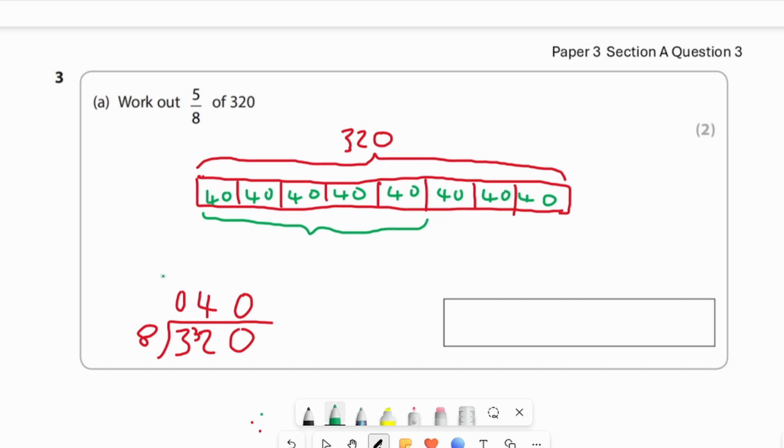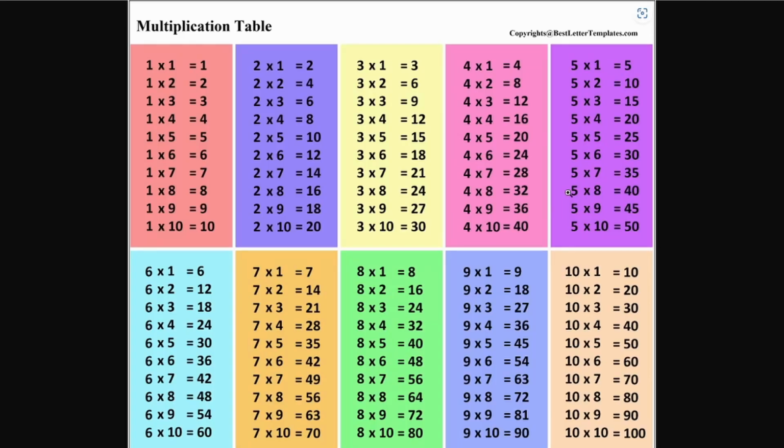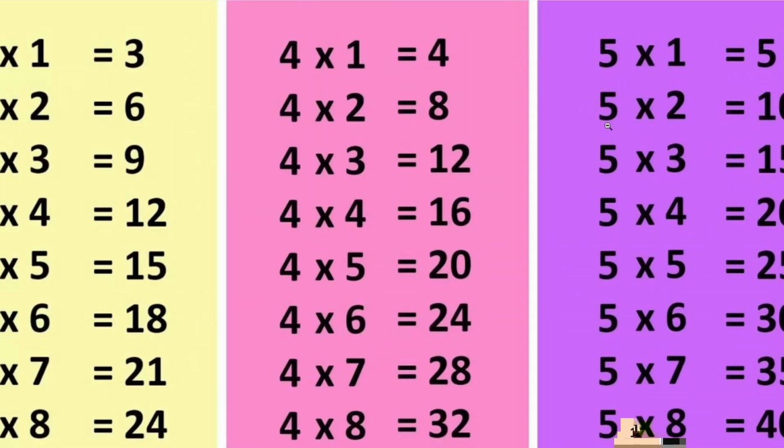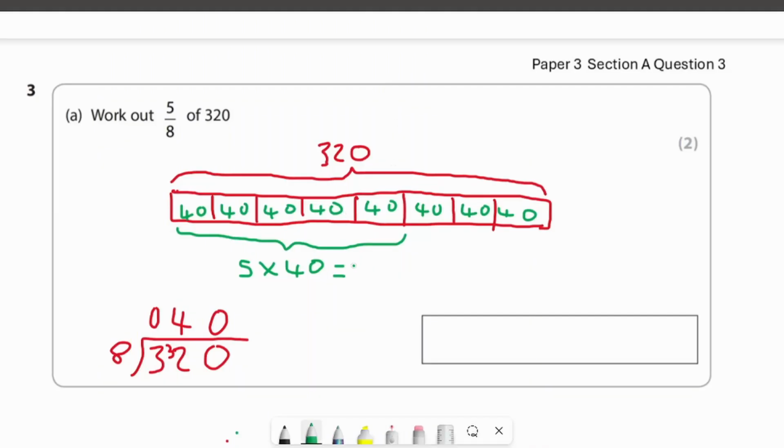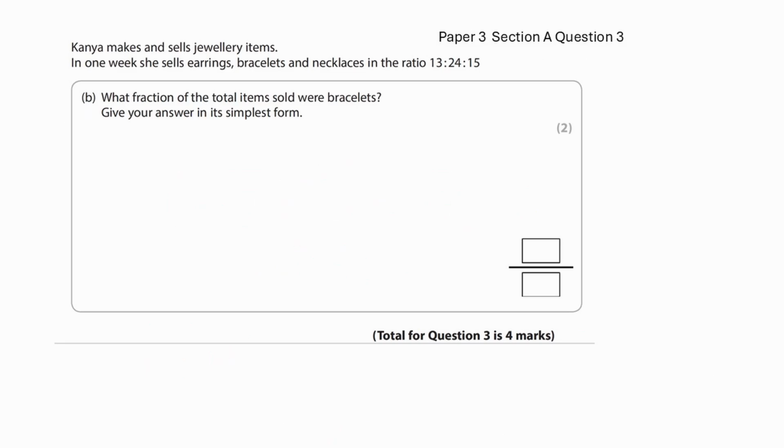So 5 times 40, the way to work that out is to first think, well, what's 5 times 4? And if you know that, it's 20. And then we put a 0 on the end here because it's not 5 times 4, it's 5 times 40. So we need to put a 0 for the tens, and it's 200 is our answer, and that's the answer to this question.